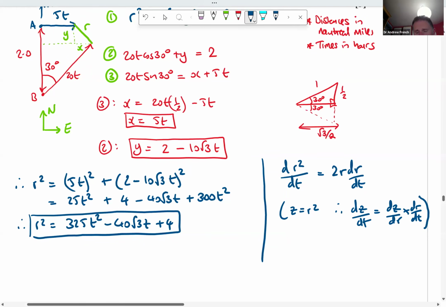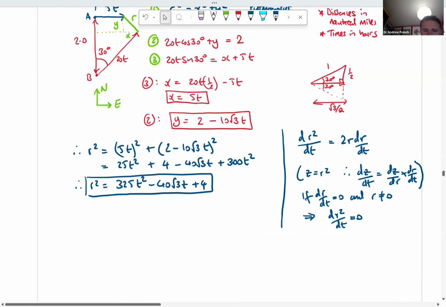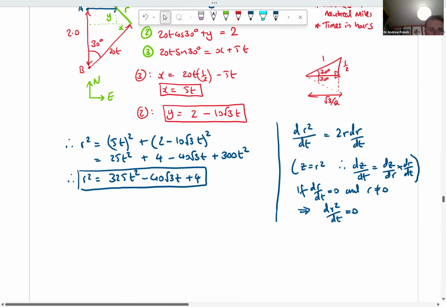So if dr by dt is 0 and r is not 0, then so is dr squared by dt. All right. So let's just write that out. So if dr by dt is 0 and r does not equal 0, this means that dr squared by dt is 0. Okay, fantastic. So we're on mathematically sound footing here. So what we need to do now is find the derivative of r squared with respect to t. It's actually a quadratic. All right, so r squared will look like a happy mathematician, and our minimum is going to be what we want. So let's go and do it.